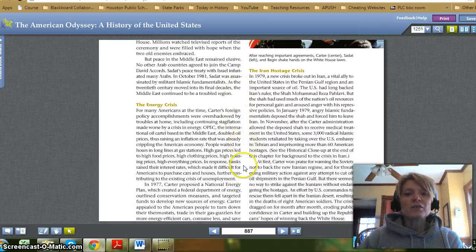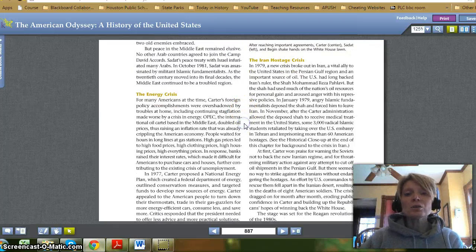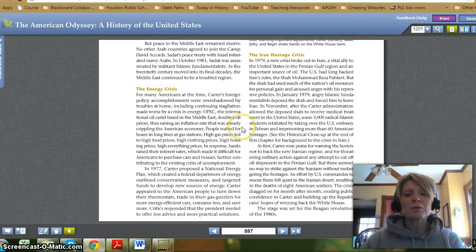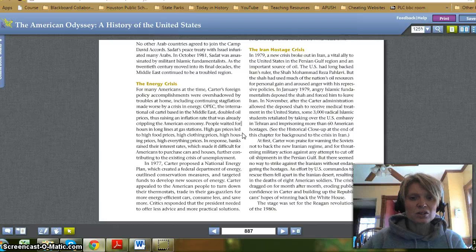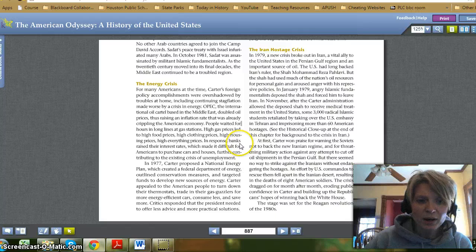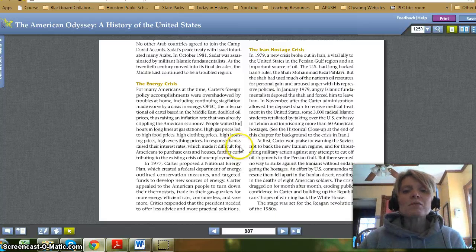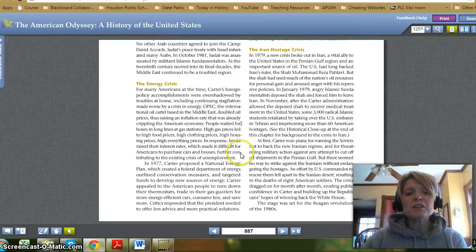The energy crisis. For many Americans at the time, Carter's foreign policy accomplishments were overshadowed by troubles at home, including continuing stagflation made worse by a crisis in energy. OPEC, the international oil cartel based in the Middle East, doubled oil prices, thus raising an inflation rate that was already crippling the American economy. People waited for hours at long lines in gas stations. High gas prices led to high food prices, high clothing prices, high housing prices, high everything prices. In response, banks raised their interest rates, which made it difficult for Americans to purchase cars and houses, further contributing to the existing crisis of unemployment.